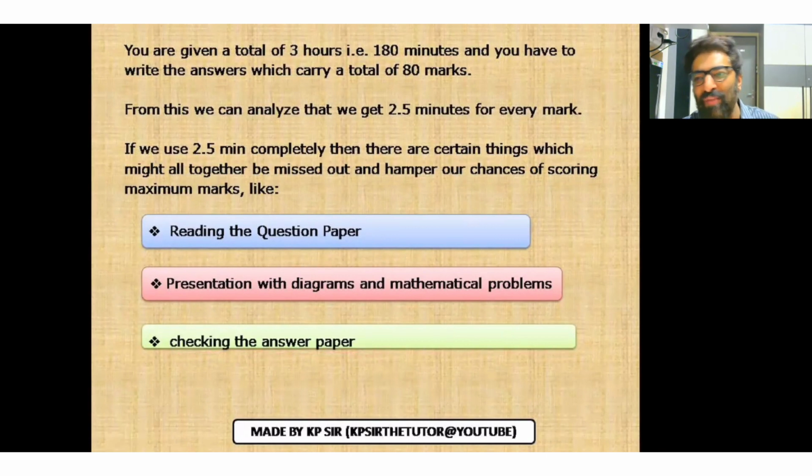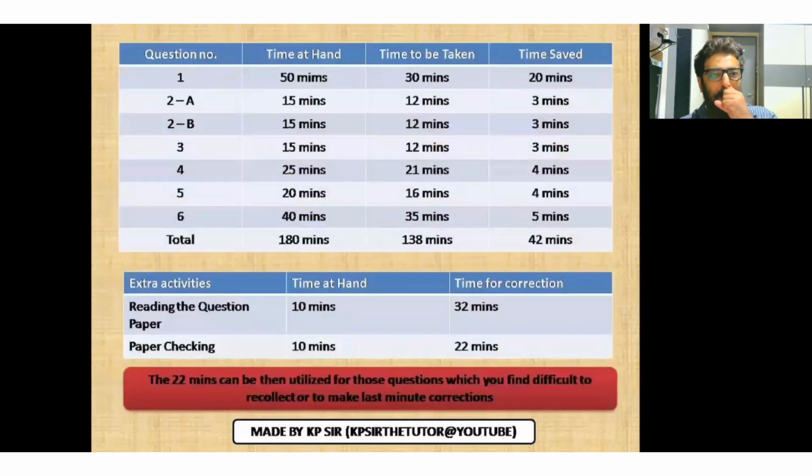I've just made a simplified time management table for you. I think that would be very helpful to you. Talking about question number one, if you go through the time management of the question paper, you get 50 minutes. That's the time at hand. But as per me, you should take a maximum of 30 minutes. So you save a whole lot of 20 minutes over here.